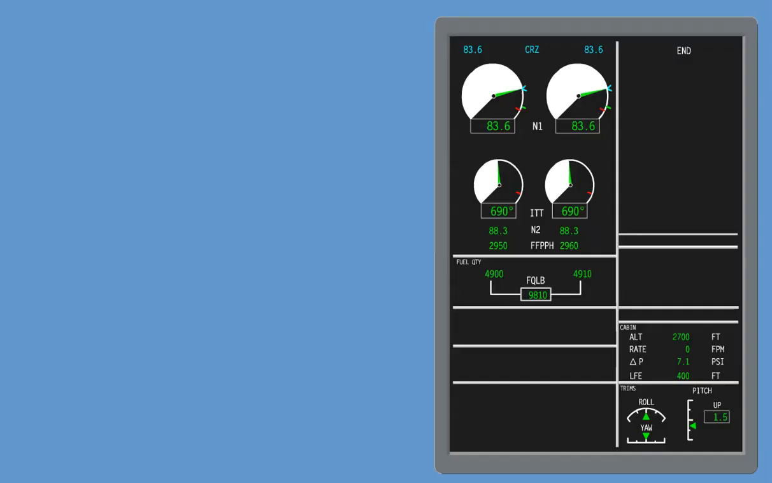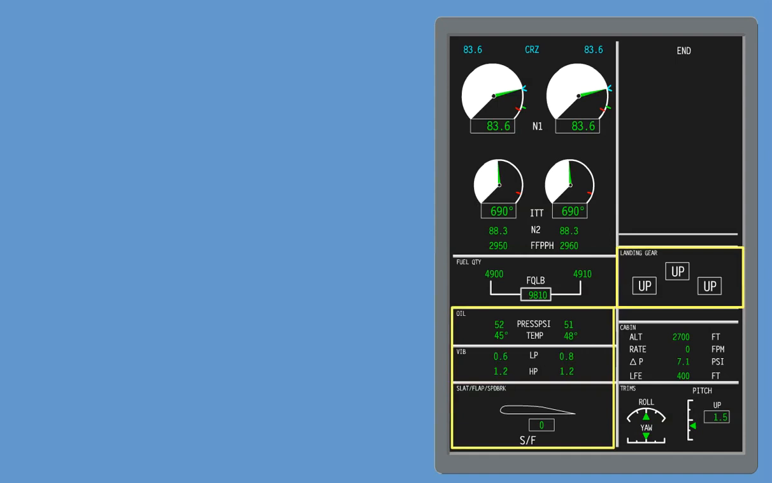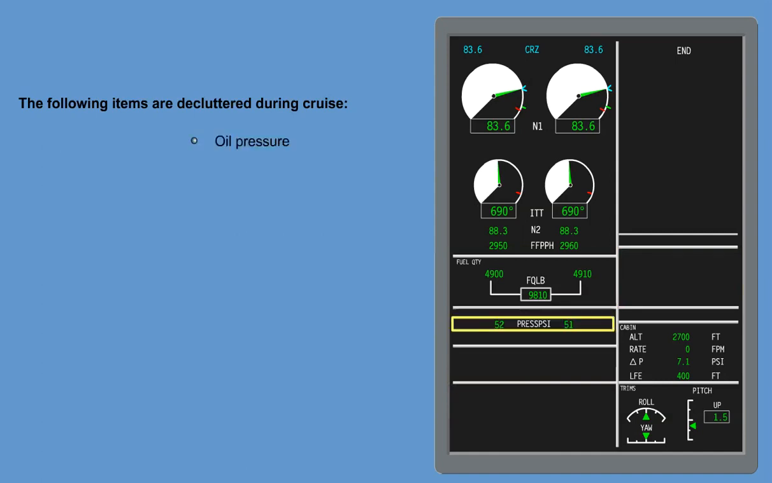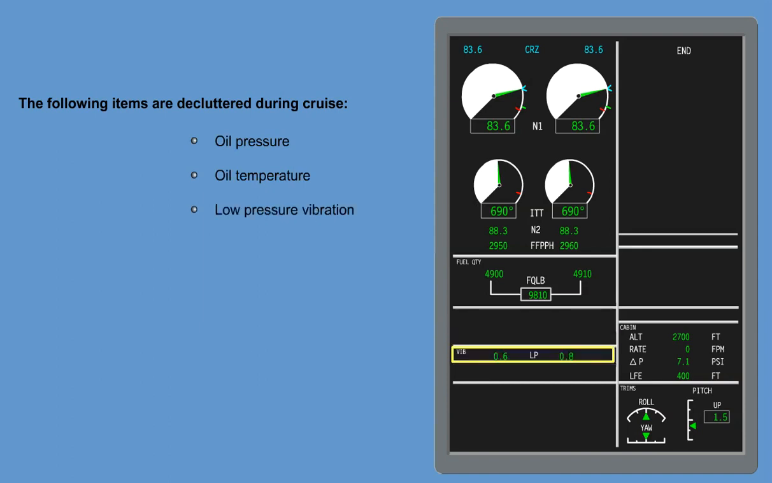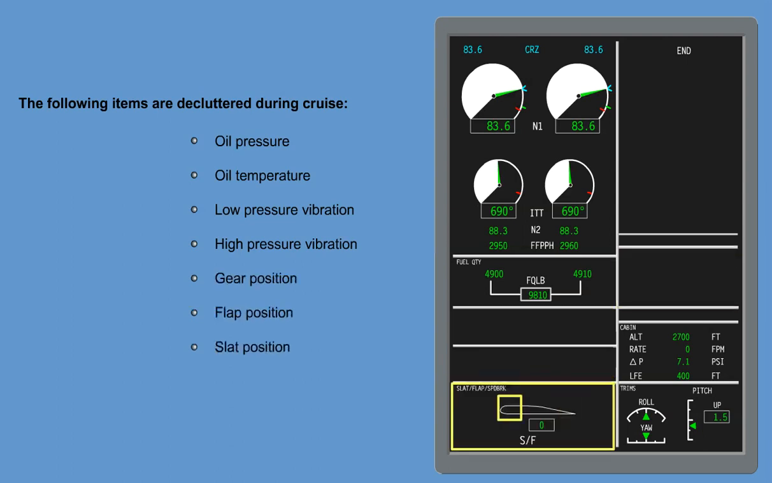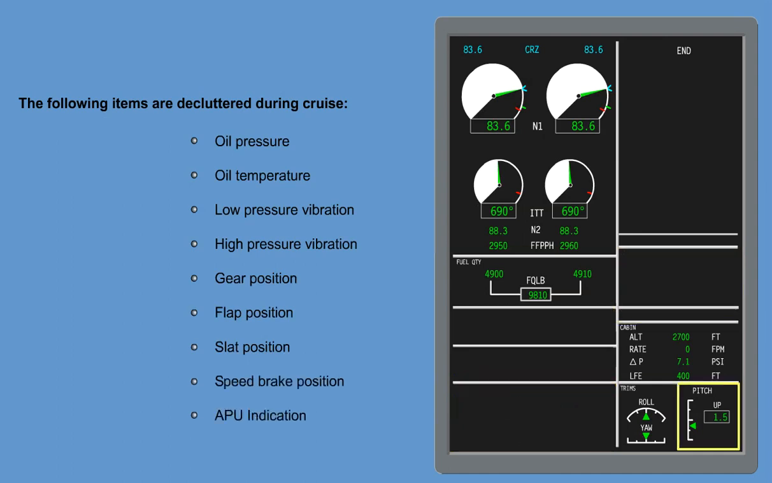The ICAS will be decluttered if the following conditions are met. The aircraft is flying in a clean configuration. Flap and gear up for more than 30 seconds and none of the decluttered parameters have been exceeded. If these conditions are met, the following items are decluttered during cruise. Oil pressure, oil temperature, low pressure vibration, high pressure vibration, gear position, flap position, slat position, speed brake position, the APU indication, and on the pitch trim scale, the green takeoff band will extinguish.